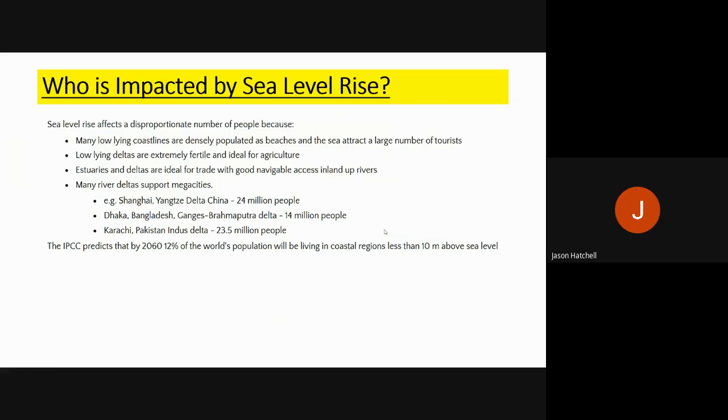So you have lots of people living in these areas by the coast and the rivers going out to the sea. And the IPCC, the Intergovernmental Panel on Climate Change, predicts that by 2060, 12% of the world's population will be living in coastal regions less than 10 meters above sea level. So already there, 12% of the world's population is definitely at risk of coastal recession and sea level rise.